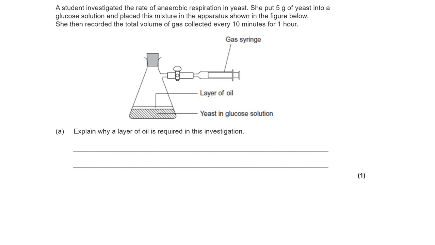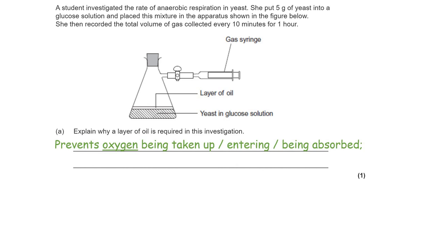A student investigated the rate of anaerobic respiration in yeast. She put 5 grams of yeast into a glucose solution and placed this mixture in the apparatus shown in the figure below. She then recorded the total volume of gas collected after 10 minutes for 1 hour. Explain why a layer of oil is required in this investigation. Prevents oxygen being taken up or absorbed, because we want it to be anaerobic.